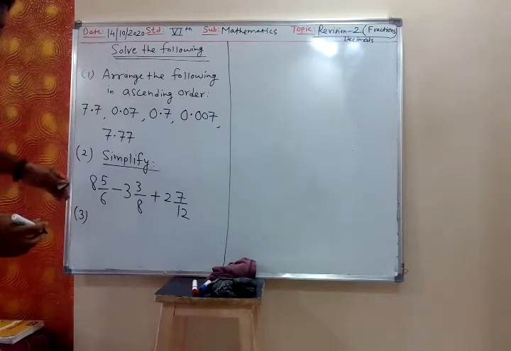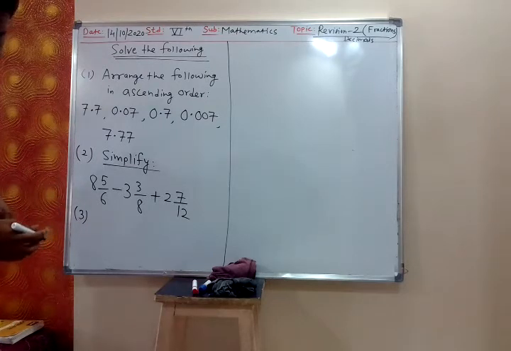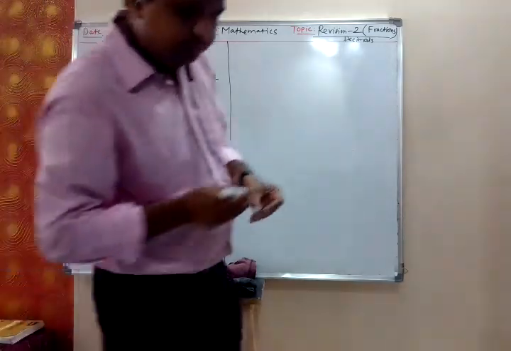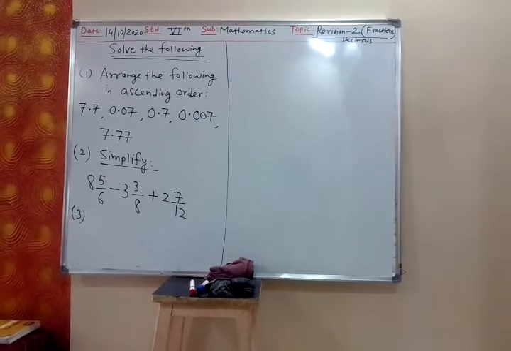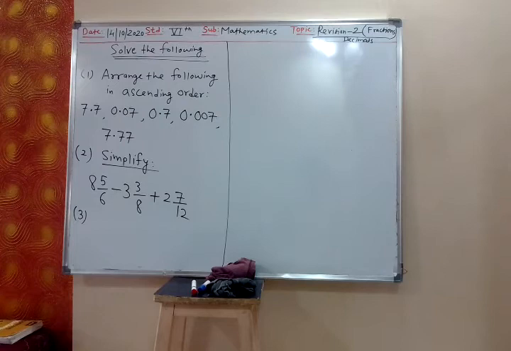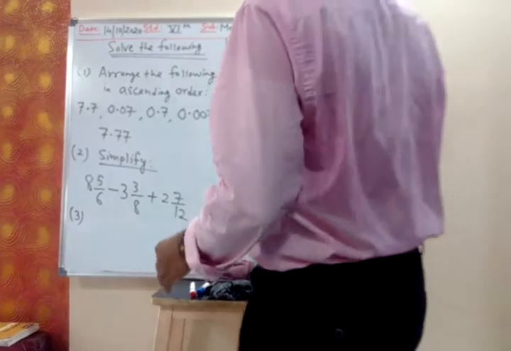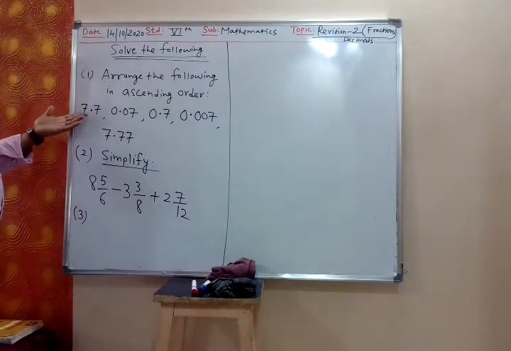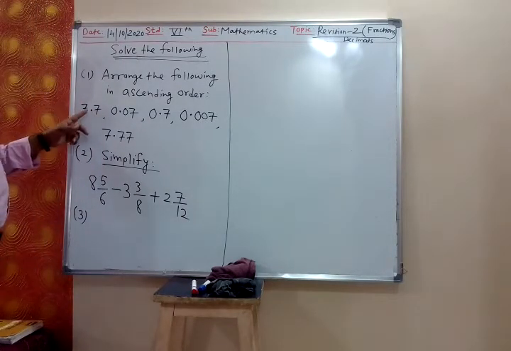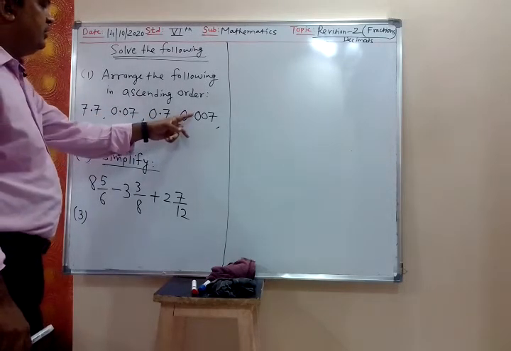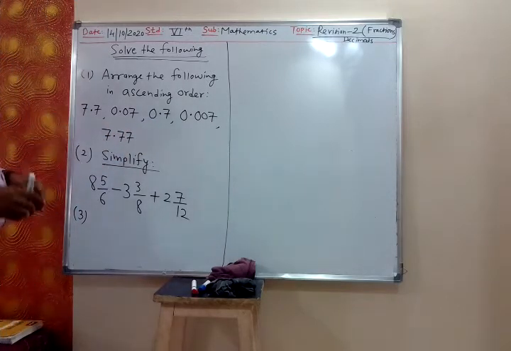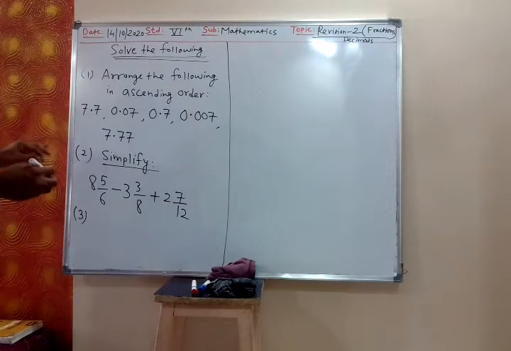Now start solving this. Now let us write. Arrange the following in ascending order: 7.7, 0.07, 0.7, 0.007, 7.77.